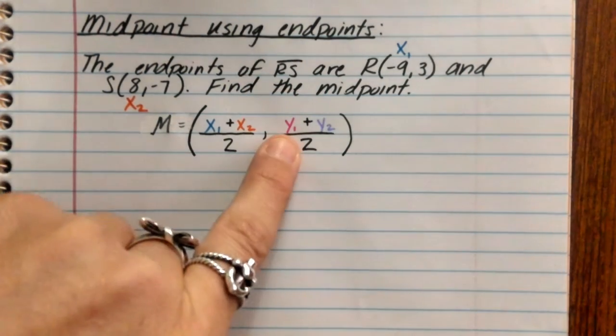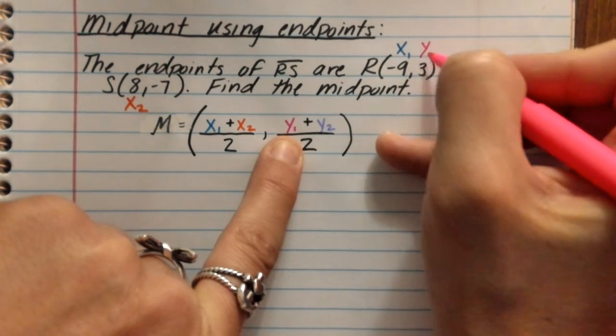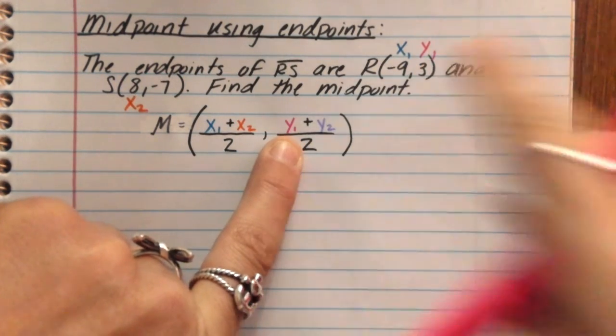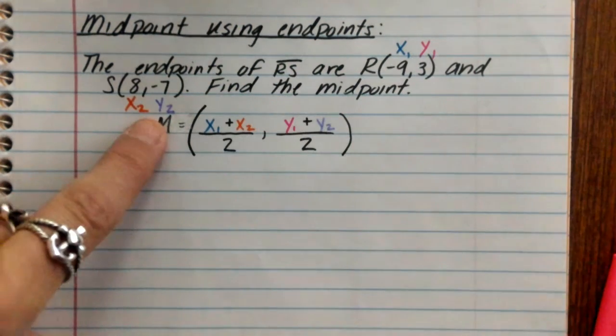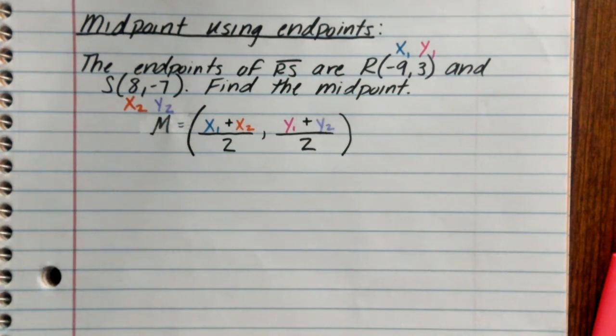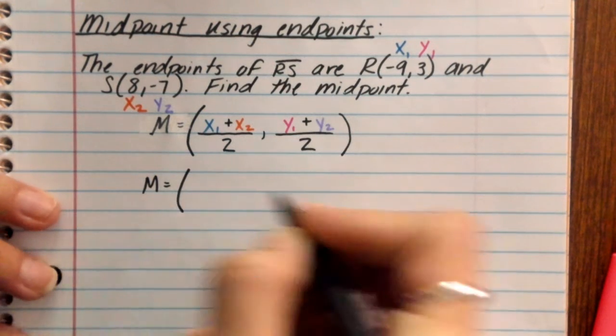Your y1 goes back to your first point and goes to your y coordinates. So this will be y1. Notice how both of these have a 1. And then y2 over here. Okay, picking up on the pattern. You have a 2 on both of these. So now we'll go to our formula and we'll start plugging in, start substituting in.